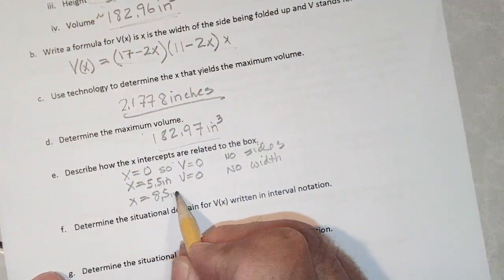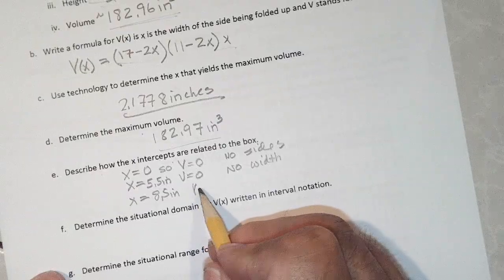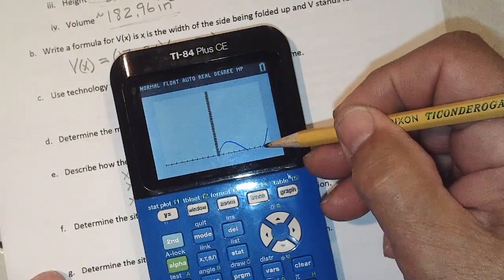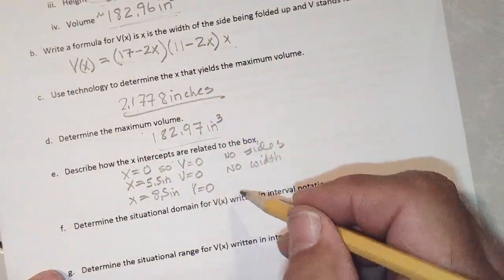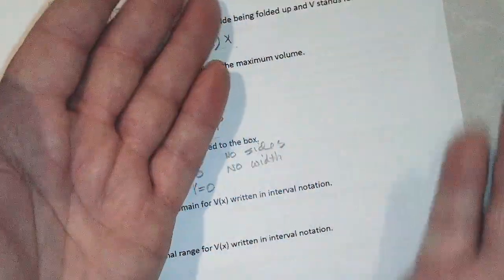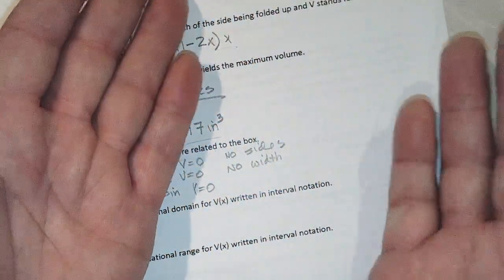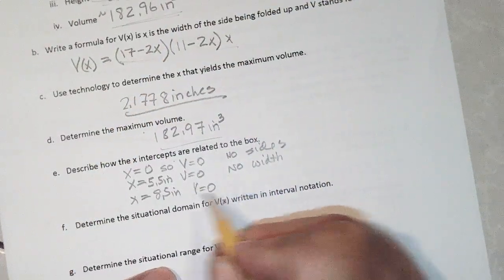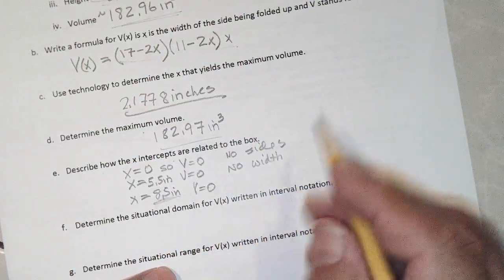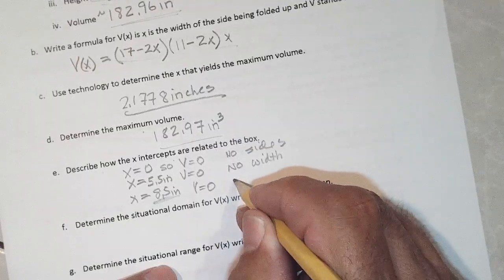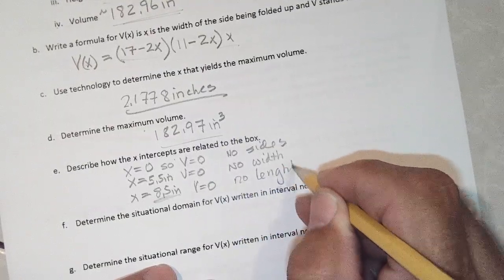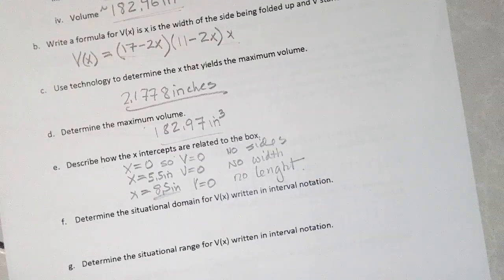8.5 inches. The volume again is 0. The height of the graph is 0. And that's when you fold it 11 inches long, with 11 inches folded in half, is 8.5. So there would be no length in the box. Okay?